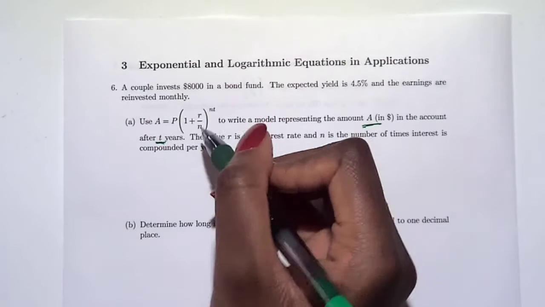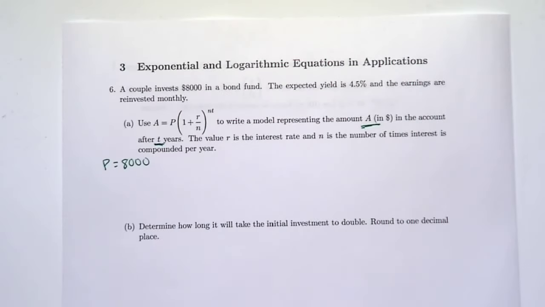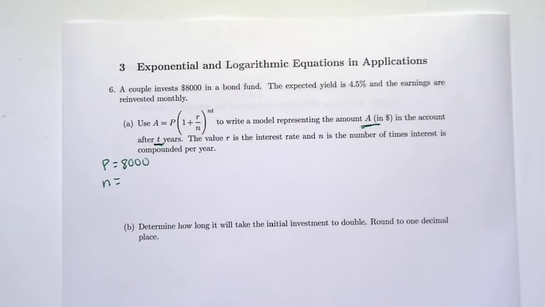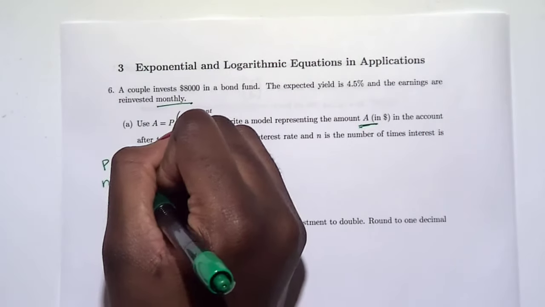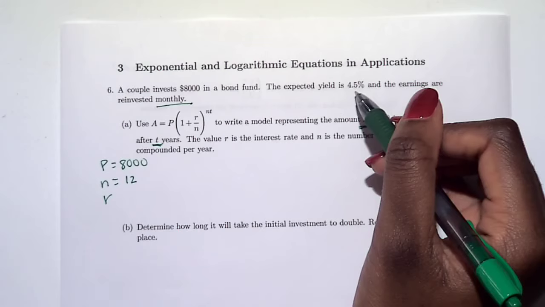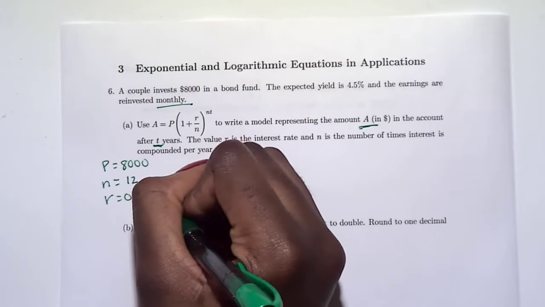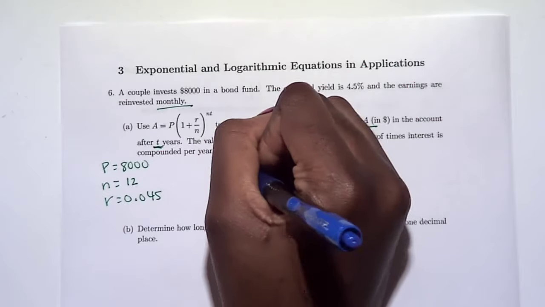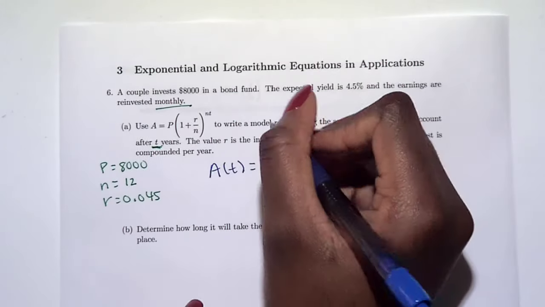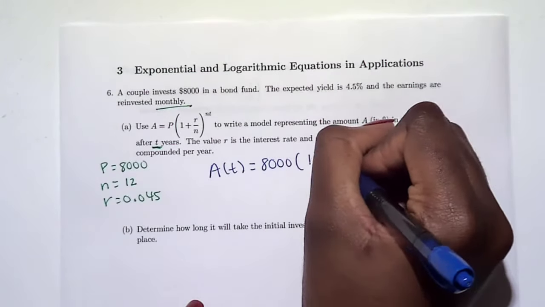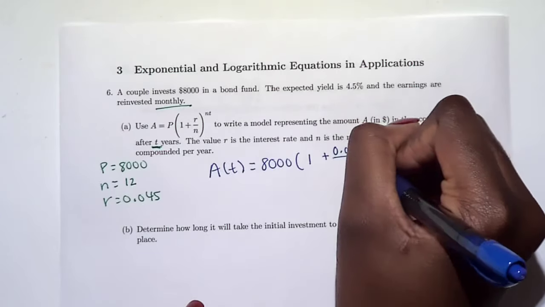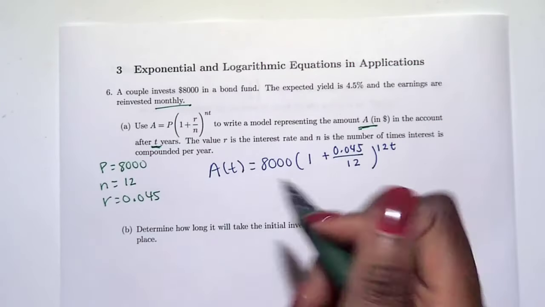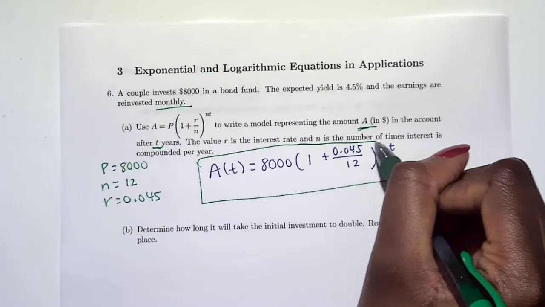Well, let's see what we're given in the problem. Do we know P? Yeah, we do. P is 8,000. Do we know n? Well, how many times are we compounding? It's monthly, so n is 12. Do we know r? Yeah, 4.5%, so r is 0.045. Okay, now we have everything we need to write our equation. So our function, ending amount of t, is 8,000 times (1 plus 0.045 divided by 12) raised to the 12t. This is the function where you plug in t in years and you get the ending amount.